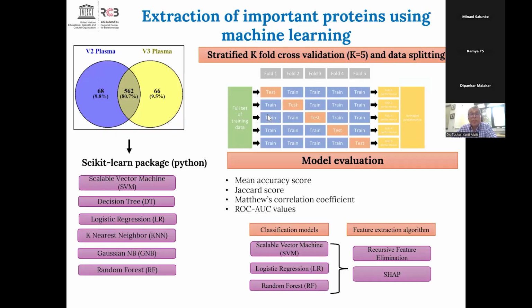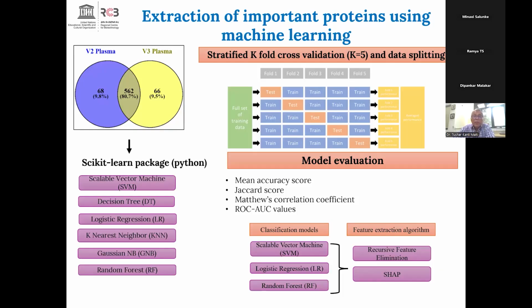So here you have the train set and testing sets. This cross validation strategy provides the specific signature which can segregate term versus preterm. Then this model is validated in different classification models like SVM, logistic regression, and random forest, and feature extraction algorithms were used: recursive feature elimination and SHAP. These two feature extraction methods have been used.